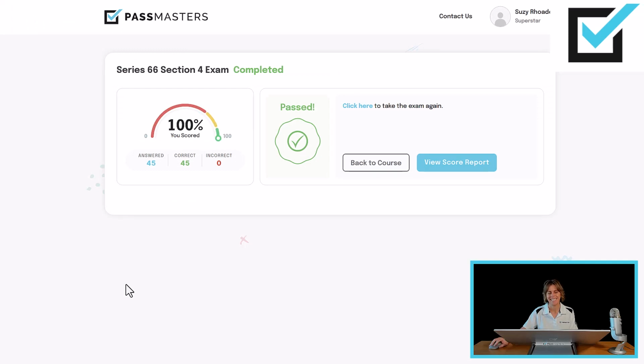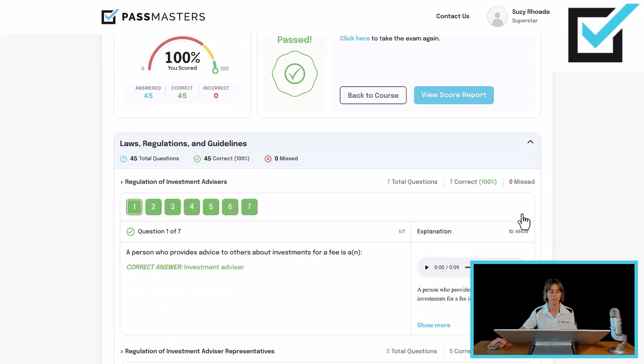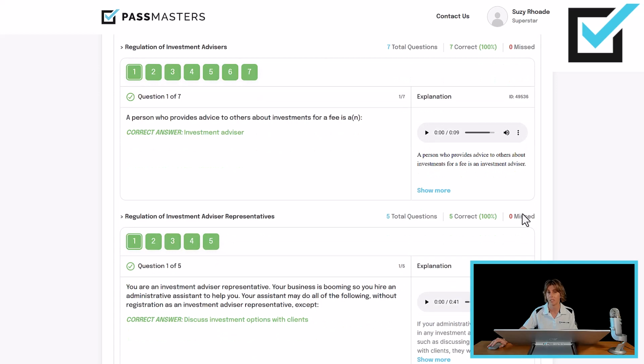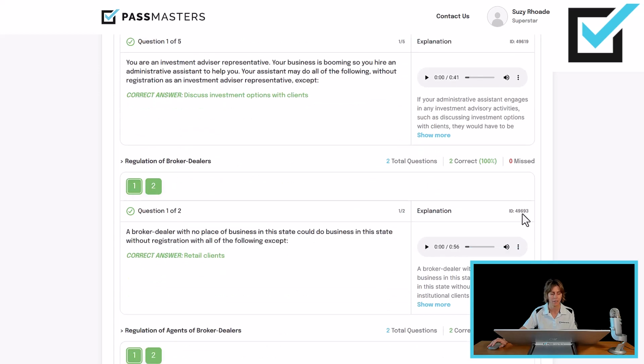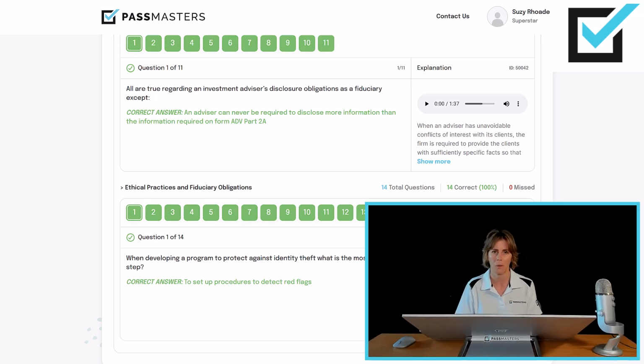When you're done, you click Finish Exam. Yes, we passed. Click View Score Report. It shows you the section of 65 and 66, the entire 63 exam, laws, regulations, and guidelines. And then you click this down caret and you see all of the topics that were covered. So these are all of the topics on the content outline for this section for 65, 66, and the entire 63 exam. So these are all of the topics that I will cover in my PassMasters course.